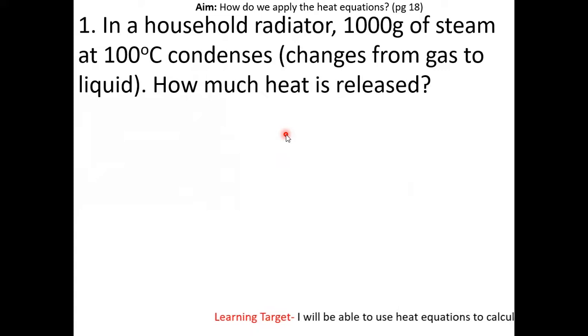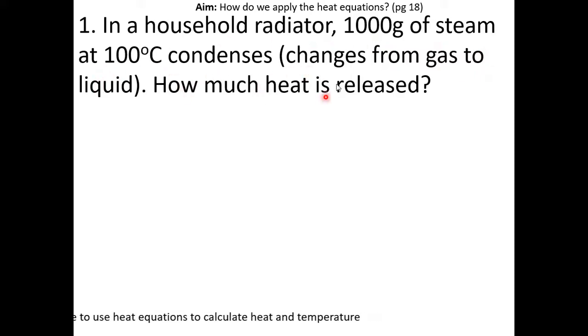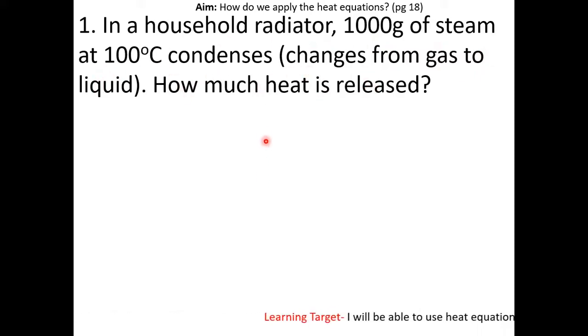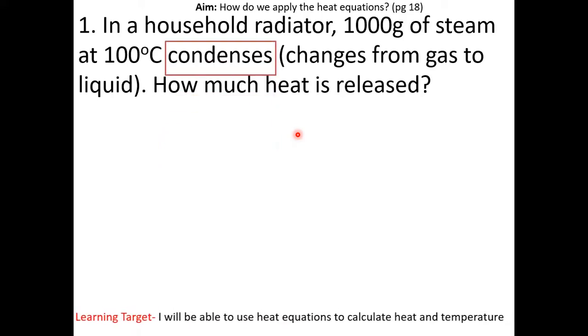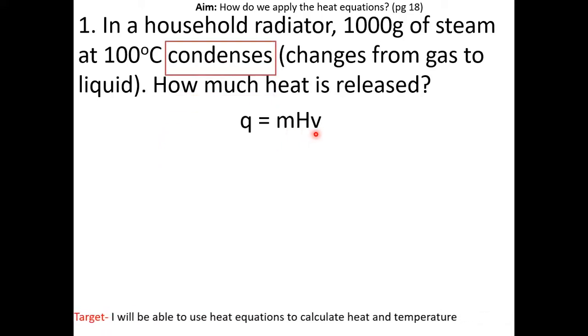Now we're going to go over some questions involving the heat equations. Question 1. In a household radiator, 1,000 grams of steam at 100 degrees Celsius condenses, changes from a gas to a liquid. How much heat is released? On table T, there are 3 heat equations. We have to look for keywords to figure out which one to use. The keyword is condense, which tells us that we should use Q equals mHV.